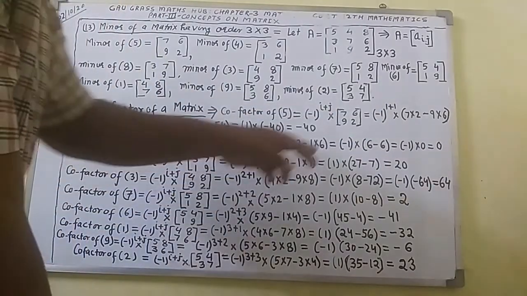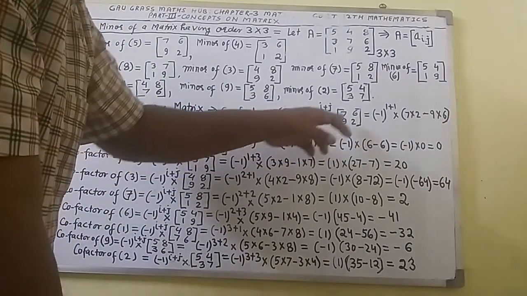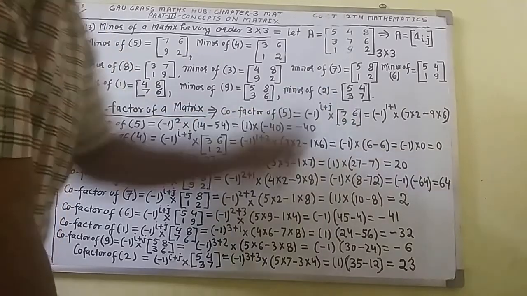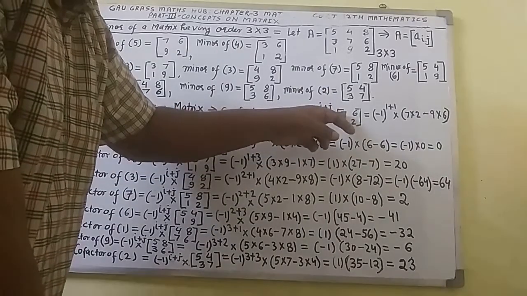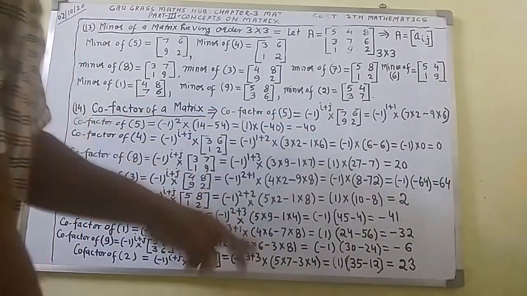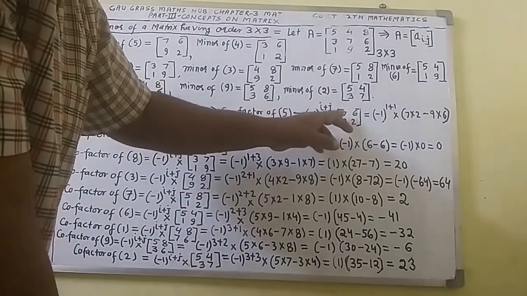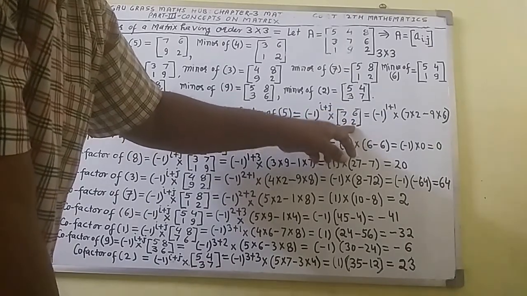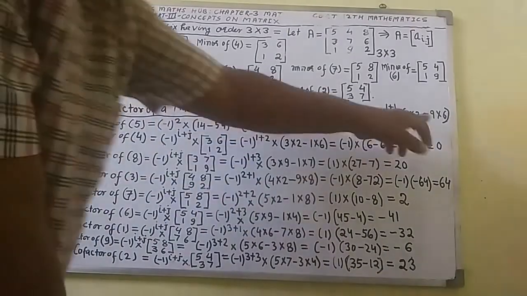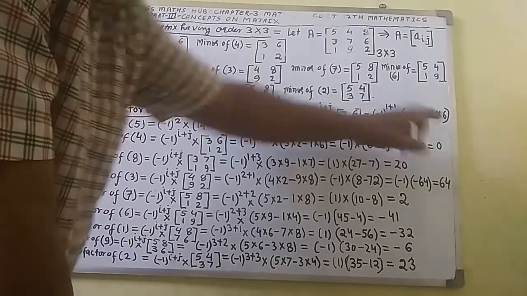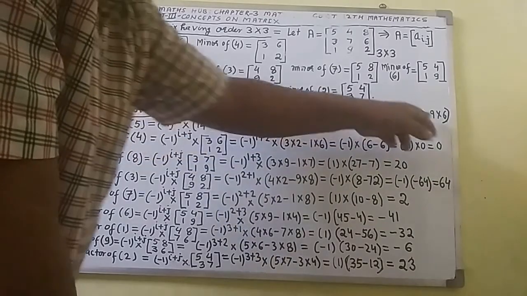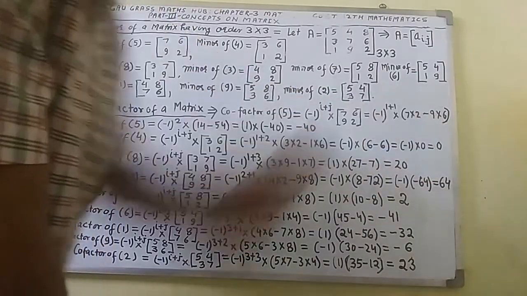Into this is the minor. We will multiply the principal diagonal. The elements of the principal diagonal are 7 and 2, so 7 and 2 will multiply together. We will get 7 into 2, minus, and 9 into 6 will be multiplied. Bracket close.